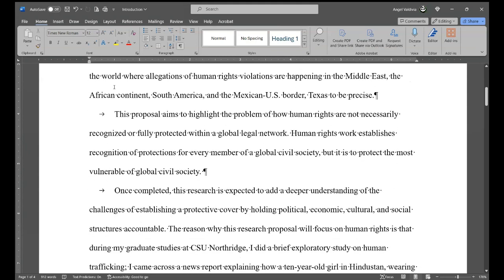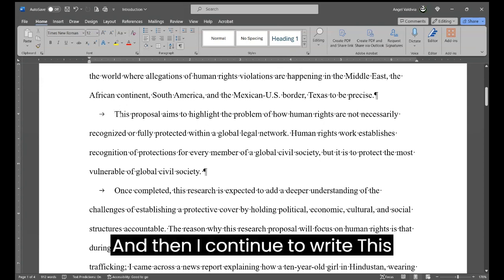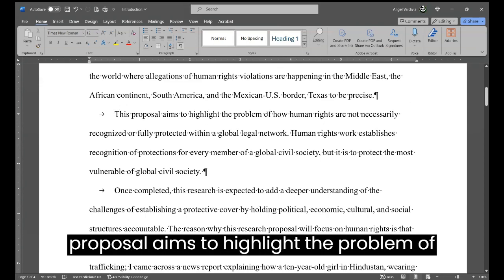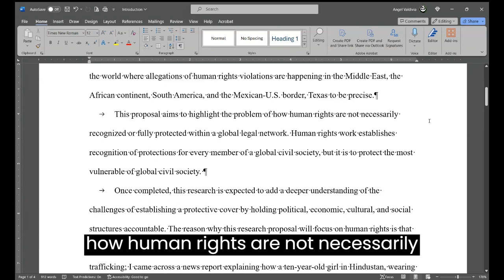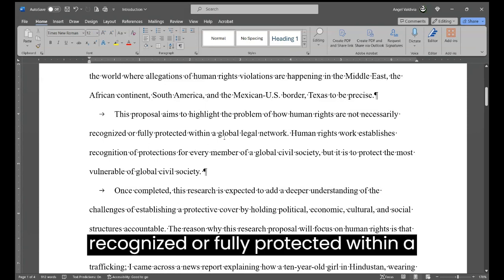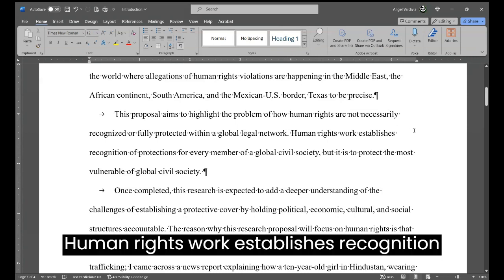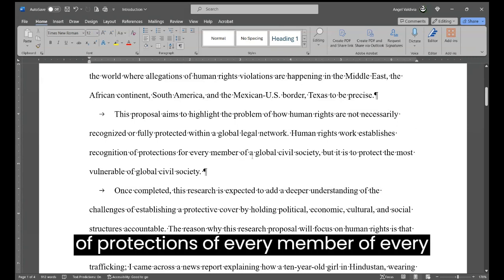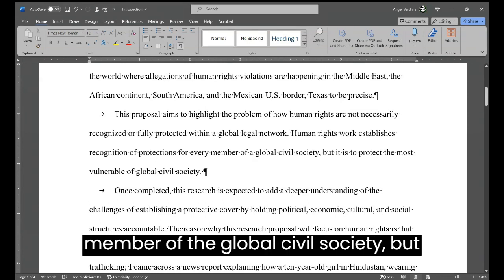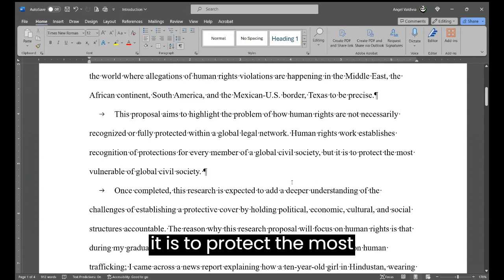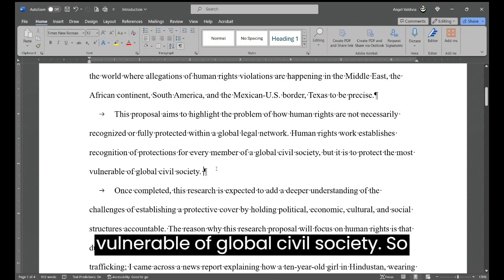Okay. And then I continue to write: this proposal aims to highlight the problem of how human rights are not necessarily recognized or fully protected within a global legal network. Human rights work establishes recognition of protections of every member of a global civil society, but it is to protect the most vulnerable of global civil society.